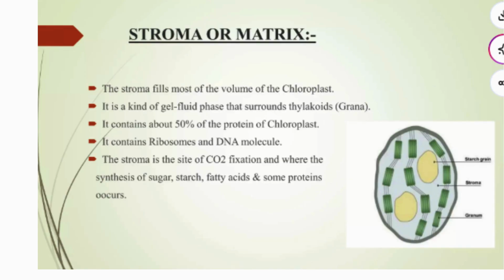The second most important part of the chloroplast is the stroma, which we call the matrix. The stroma fills most of the volume of the chloroplast. For example, in this picture you can observe the stroma, which occupies most of the volume of the chloroplast. It is a kind of gel-like fluid phase that surrounds the thylakoid, which forms the grana. It contains about 50% of the protein of the chloroplast. It contains the ribosomes and the DNA molecules. So the stroma is the site of carbon dioxide fixation, and where the synthesis of sugar, starch, fatty acids, and some proteins occurs.